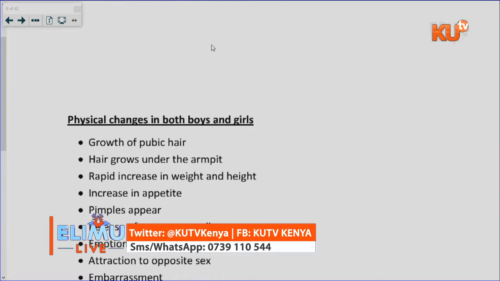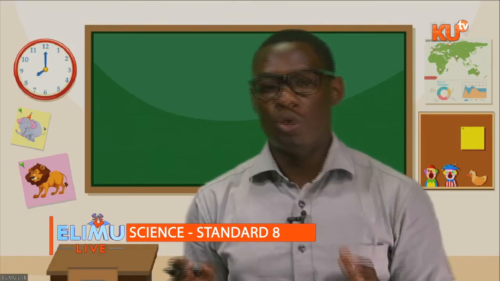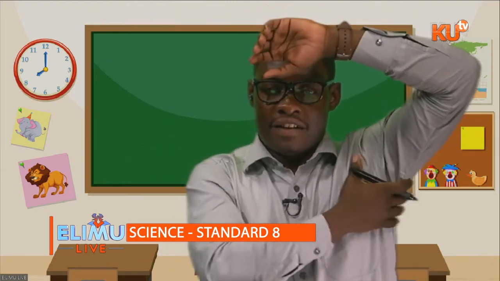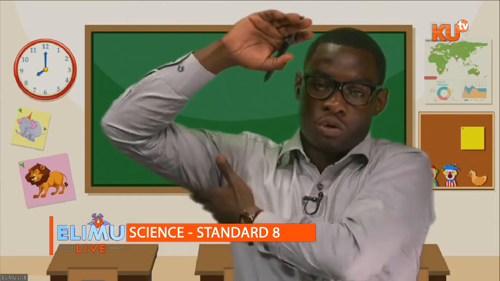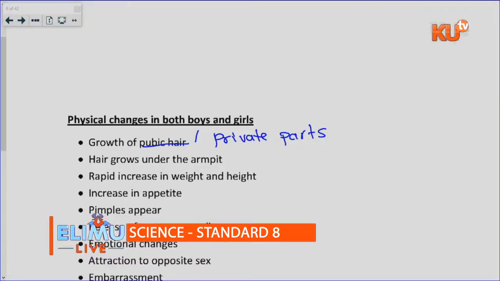So the next now are the physical changes that can occur in both boys and girls. Growth of pubic hair. Pubic hair grows around the pubic area, and the pubic area, in simple terms, those are the private parts. Hair grows under the armpits. For those who don't know where the armpit is, this is the armpit, the area around this place. So hair starts to grow, and it happens in both boys and girls.